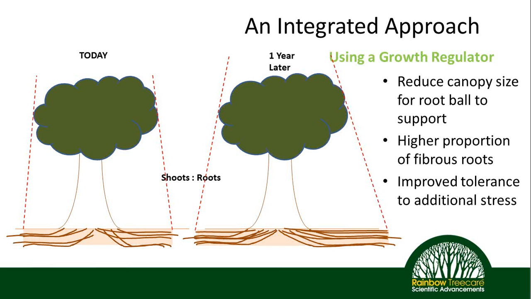So you'll see a larger root mass supporting a smaller canopy. And that really ends up providing a net benefit. It's going to have more water to pull in from the soil, more nutrients, and it's going to improve the tolerance of additional stress.